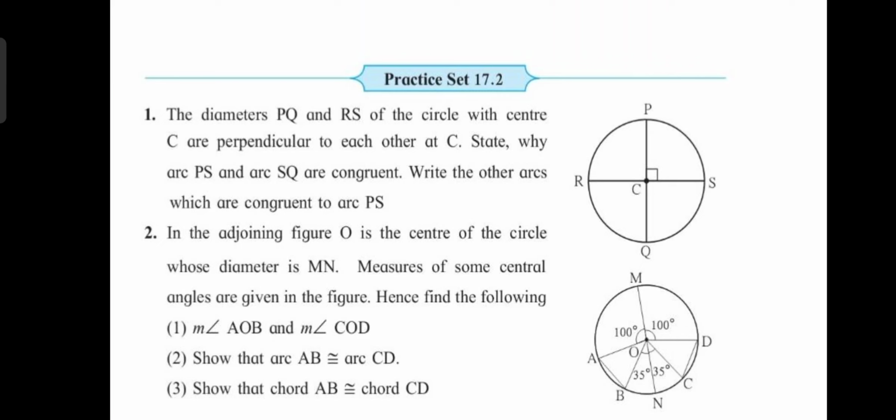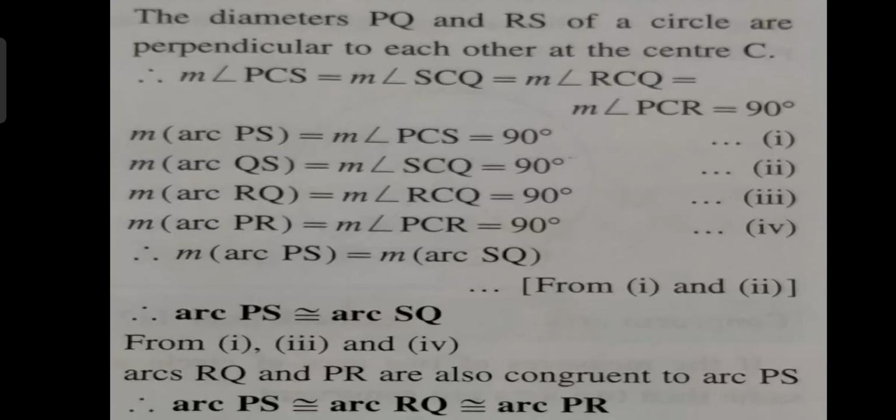Now students, practice set 17.2 starts with: the diameters PQ and SR of the circle with center C are perpendicular to each other at C. Show that arc PS and arc SQ are congruent. Write the other arcs which are congruent to arc PS.